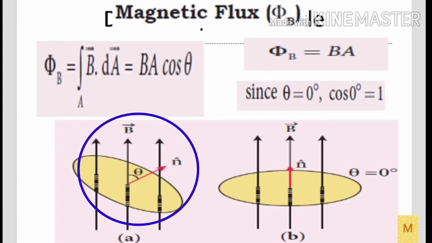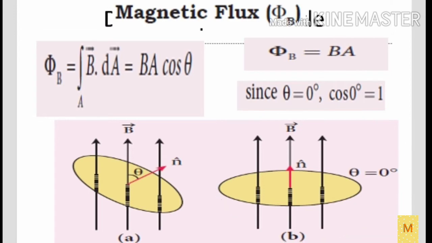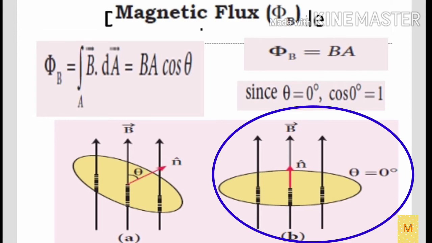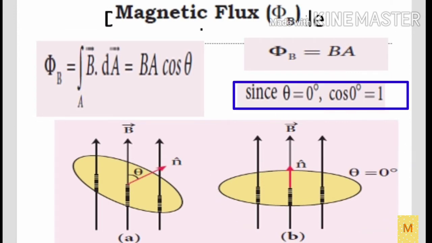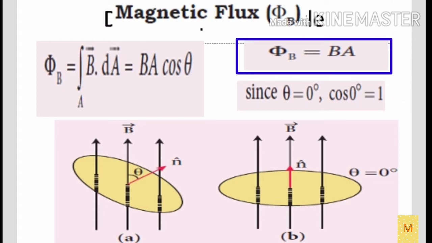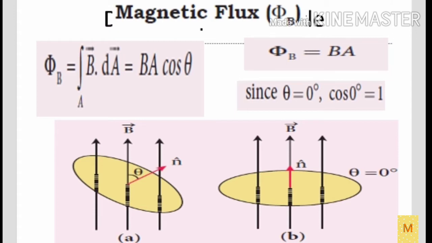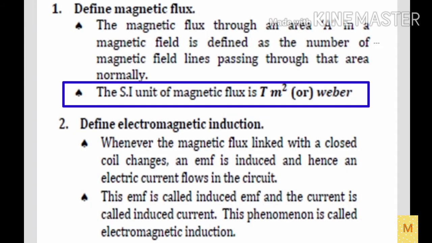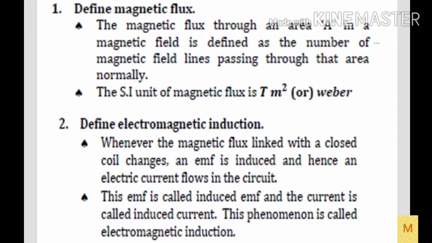Look at the first picture. If the unit vector n cap and the magnetic field B vector are in the same direction, in that case theta becomes 0. Look at the second picture. If theta becomes 0, cos 0 degree will become 1. So that the magnetic flux will be maximum, which is equal to B into A. The SI unit of magnetic flux is Tesla meter square or Weber.